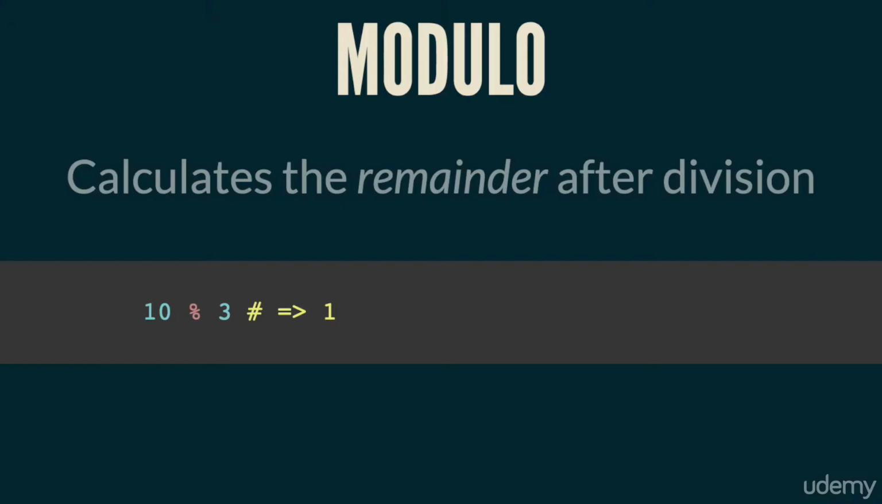Another operator that you probably haven't encountered before is called the modulo. It calculates the remainder of a number after a division. So 10 modulo 3 is 1, because 10 divided by 3 is 3, which of course would be a total of 9, but it leaves 1 remaining. So modulo gives us what is left over after the division.